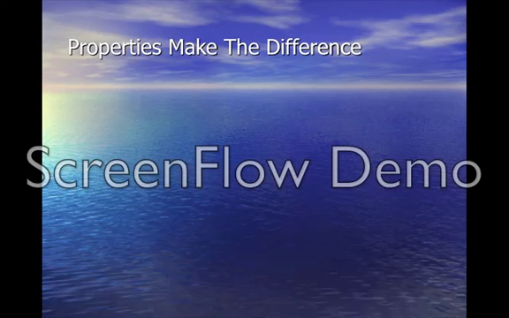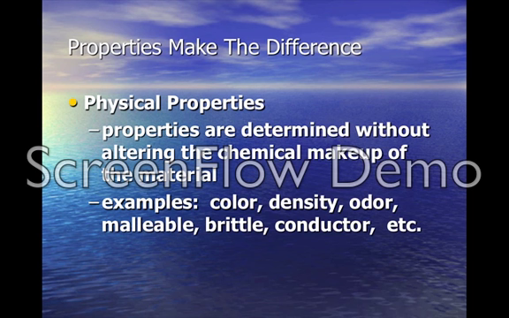This is a short lesson about chemical and physical properties. Physical properties are those that are determined without altering the chemical makeup of the material. So anything that you can observe or measure and not change the elements or molecules that something is made out of would be a physical property.